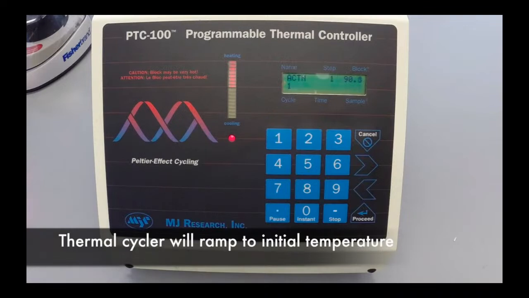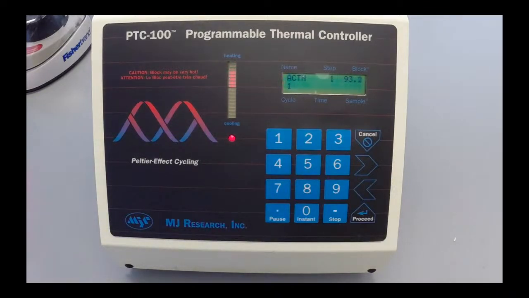Once the run is complete, the cycler can be turned off by simply flipping the switch in the back of the machine.